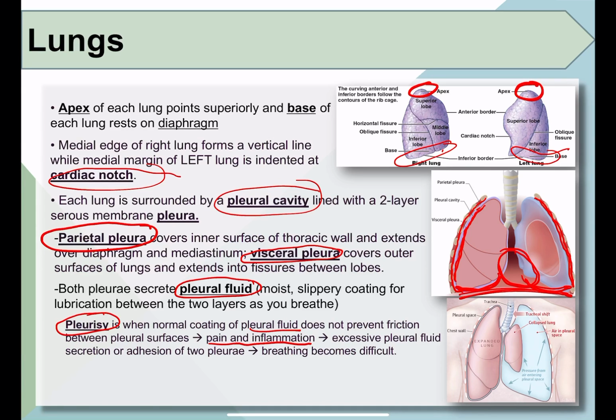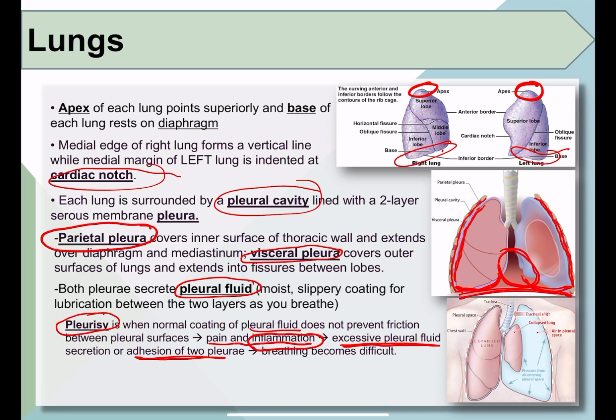And when inflammation starts to happen, you actually end up doing the opposite of what you want. It would actually cause excessive pleural fluid secretion into the two pieces of pleura, or it may even cause the two pleural surfaces to adhere and stick to each other, both of which will make breathing a lot more difficult than when you have a nice, sufficient amount of pleural fluid in between.